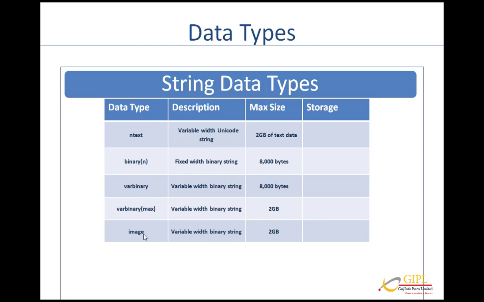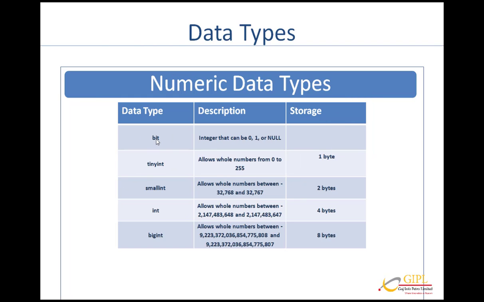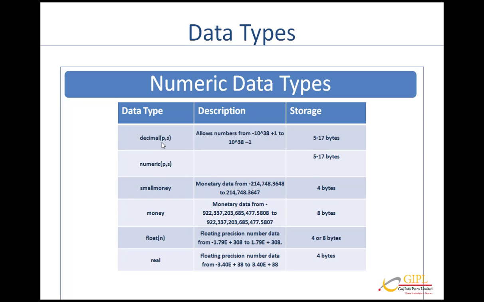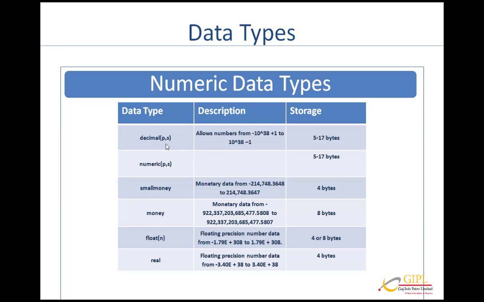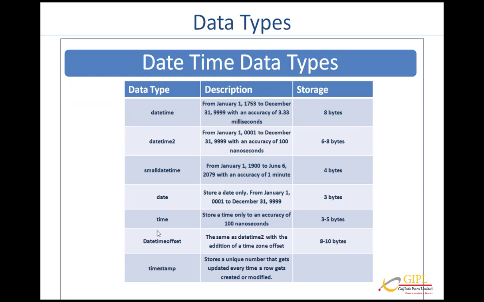Now let's move on to the numeric data types. First one is bit, an integer that can be 0, 1 or null value. Next are tinyint, smallint, int and bigint. Then decimal, numeric, smallmoney, money, float and real.